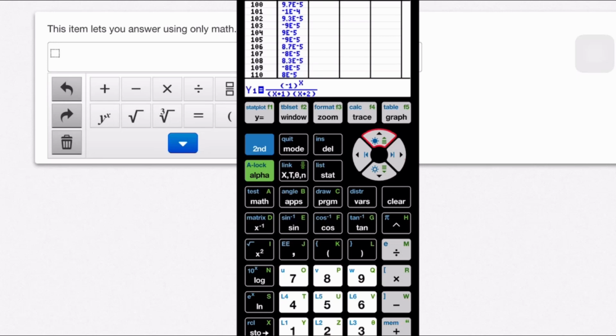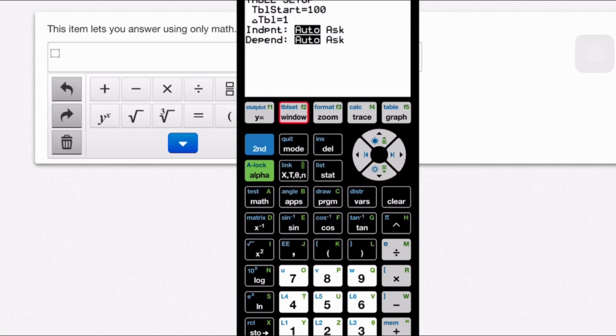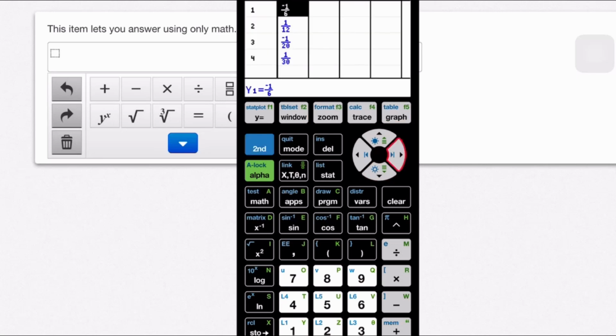How can I change the fraction to decimal? For this one, a bit hard. Correct. So let's say if I start at 1, how do I change this fraction to decimal? Actually, to be honest, I don't know how.